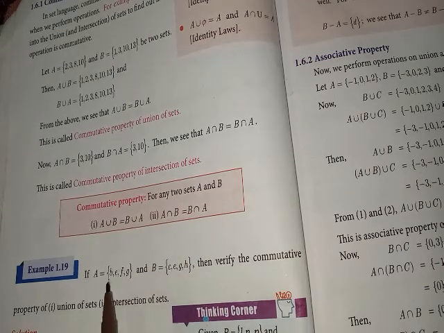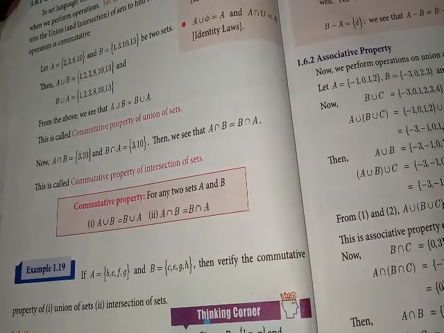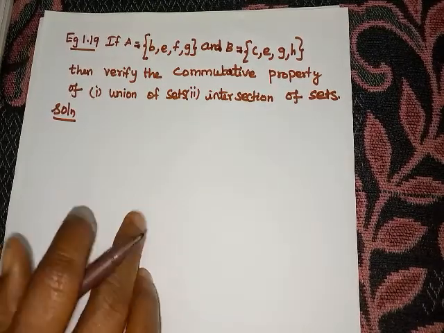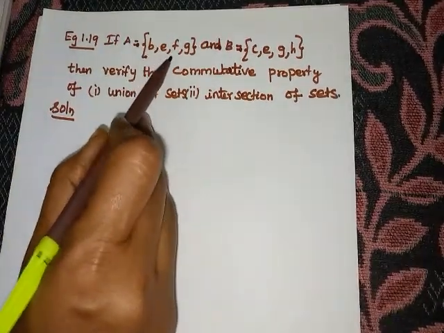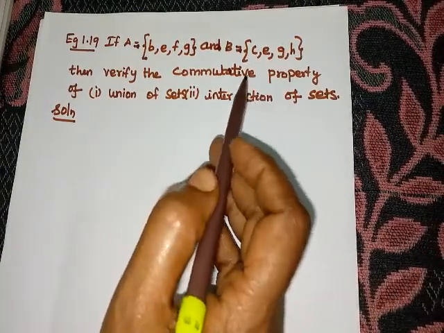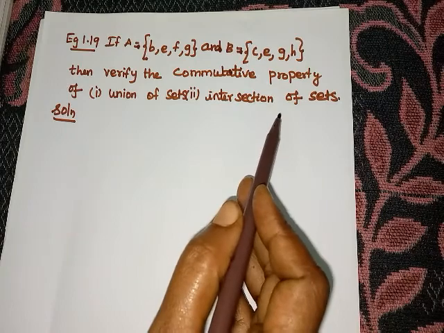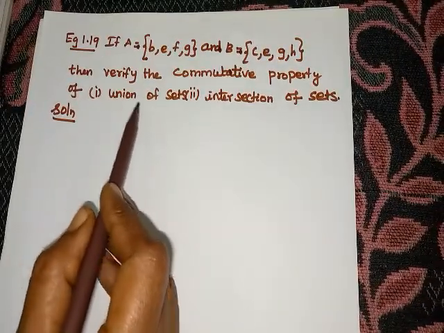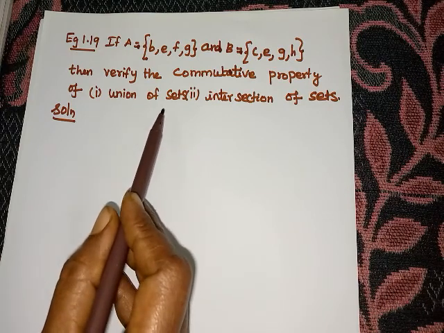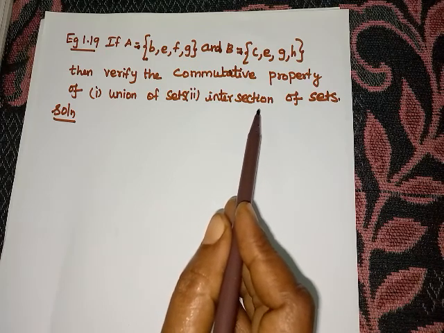Okay. Now let's do example 1.19. What is example 1.19? If A is equal to {B, E, F, G} and B is equal to {C, E, G, H} are the two given sets, then verify the commutative property of union of sets and intersection of sets. So if the question asks about union of sets, at once you should remember the condition: A union B is equal to B union A. And for intersection of sets, you have to remember A intersection B is equal to B intersection A.